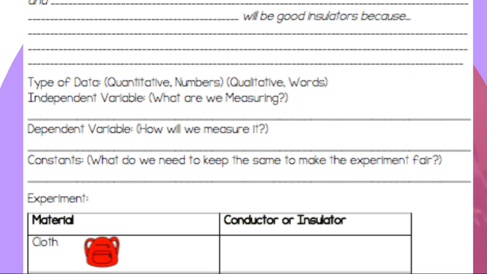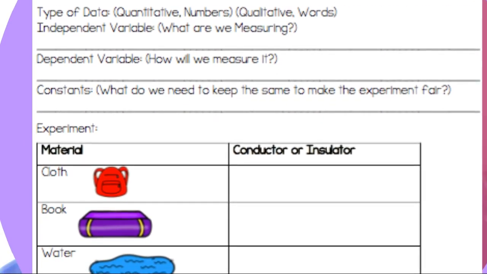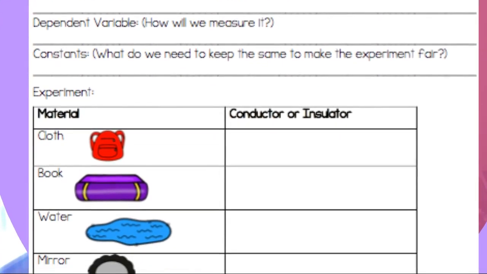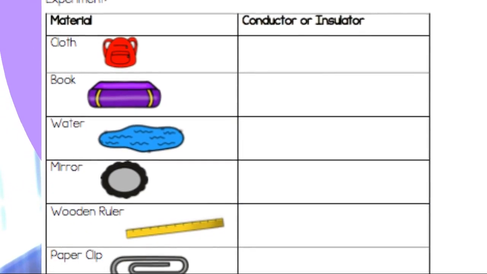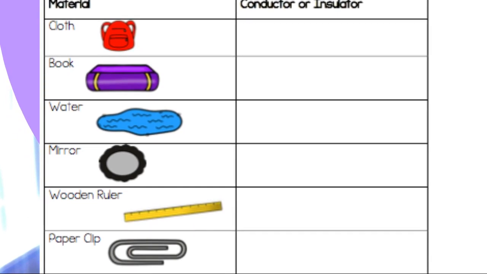The independent variable, what we're testing, is which material is going to complete our circuit. Our dependent variable, how we're measuring it, is whether or not our electricity stick lights up. Our constants, what we need to keep the same to keep the experiment fair. Last year when we did this in my class, I made sure we had the same people, the same number of students in our circle, etc.